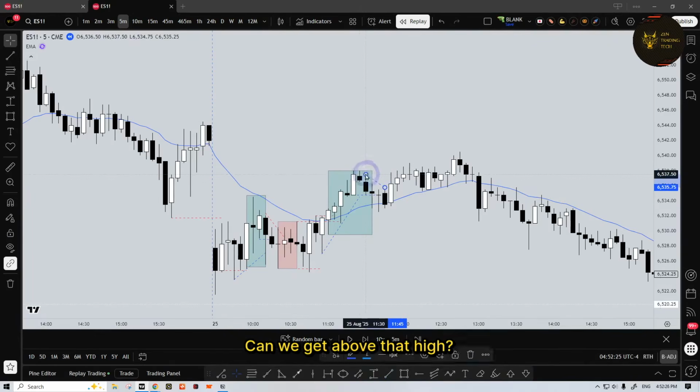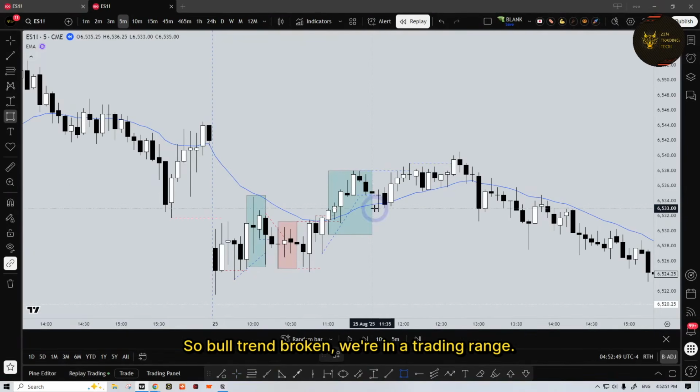Can we get above that high? Now we've got a new high. Here's a pullback. So bull trend broken. We're in a trading range.